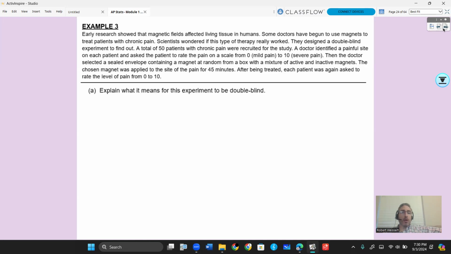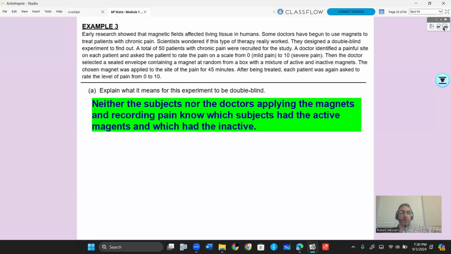The first part is we want to know, what does it mean for this experiment to be double-blind? And remember, a double-blind experiment is the researchers and the subjects don't know what treatment's being given or received. So neither the subjects nor the doctors applying the magnets and recording pain know which subjects had the active magnets and which had the inactive.